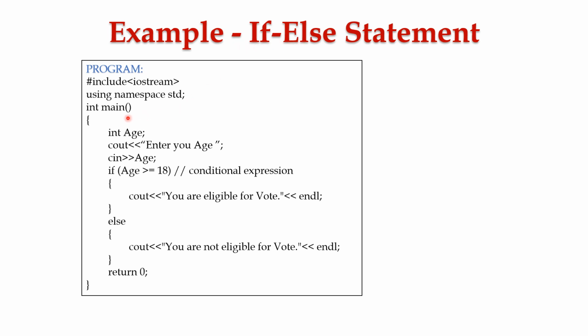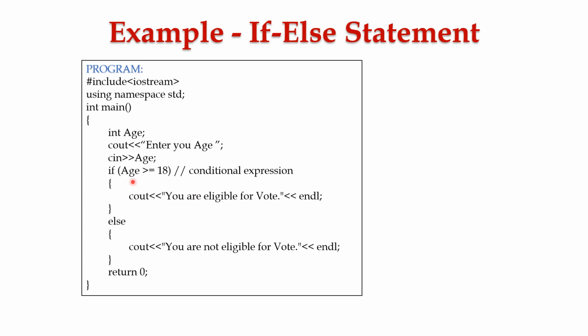So in main function, we have the variable age of data type integer. Using cout statement, we have displayed the statement enter your age to the user. Then using cin statement, we have obtained the value for the variable age from the user. Then using if statement, we have verified that the value for the variable age is greater than or equal to 18. If it is greater than or equal to 18, using cout statement, we have displayed that you are eligible for vote to the user.